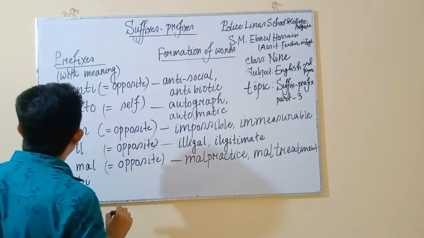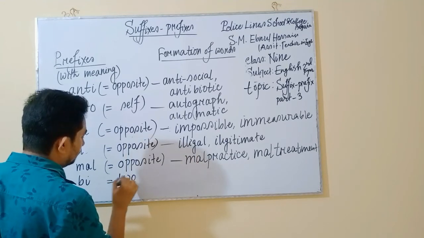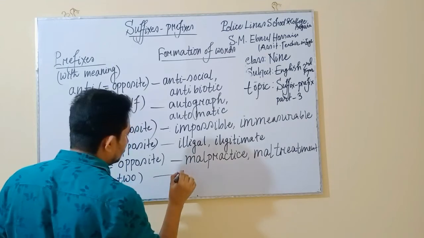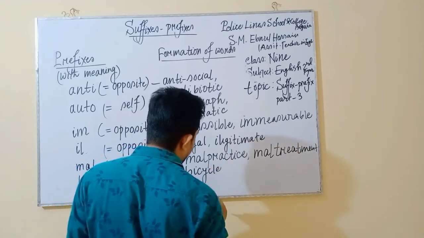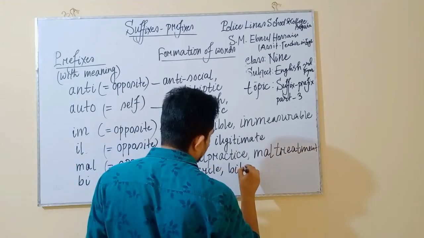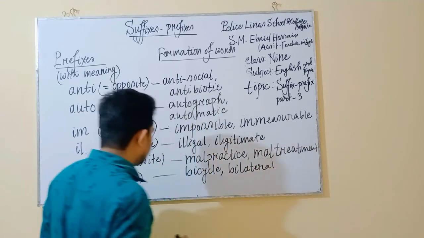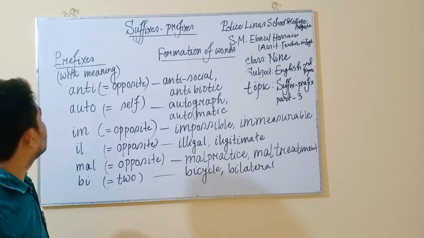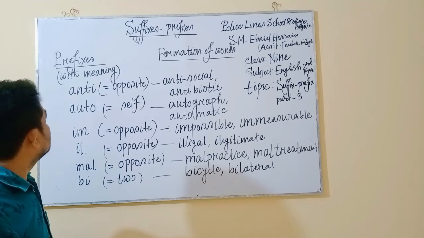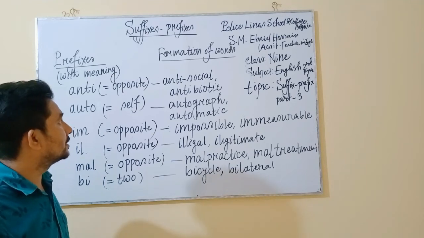BI, this is a common prefix, gives the meaning two. That means bicycle, bilateral. We can see some common prefixes, and by adding these common prefixes, we can form different new words.